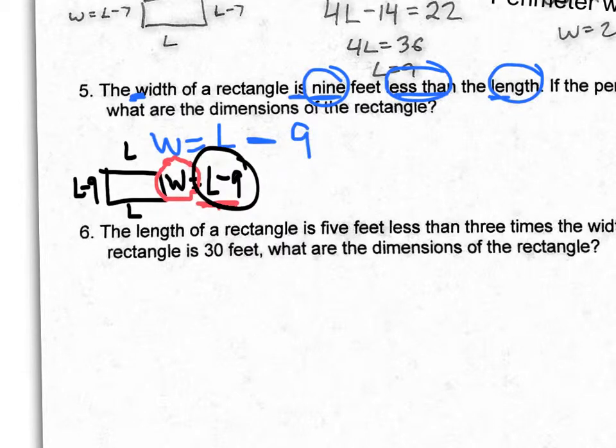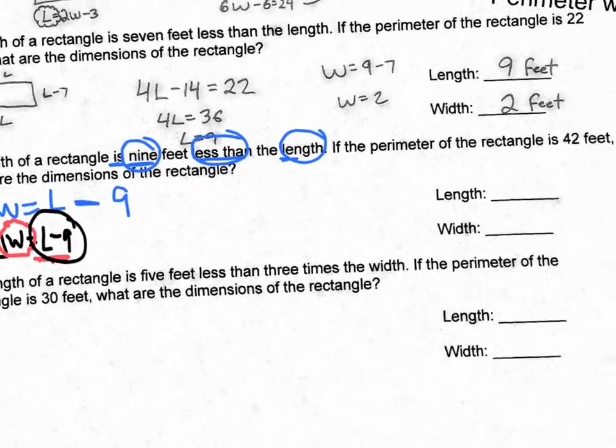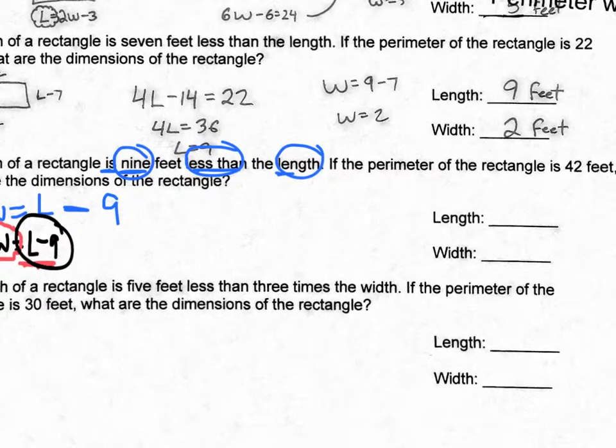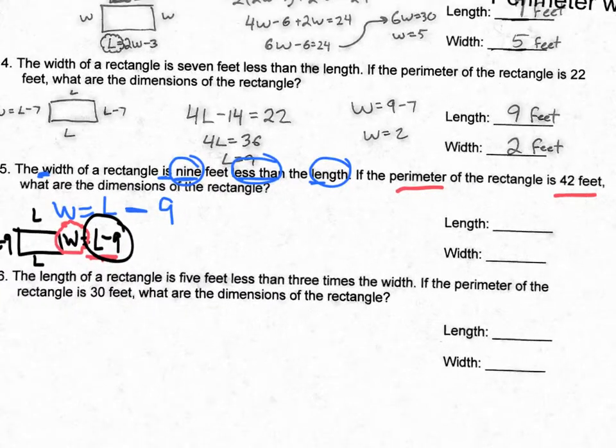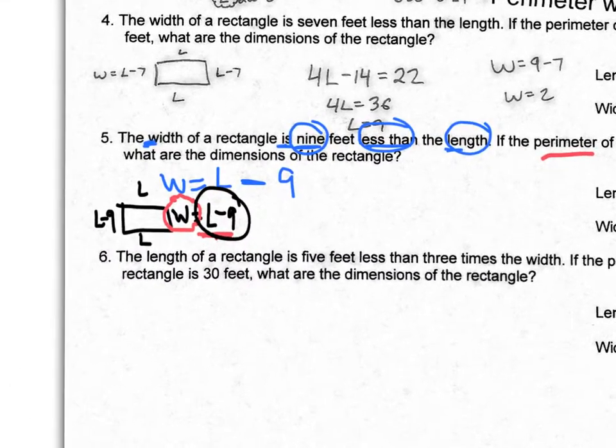So we're going to now talk about the perimeter of this thing. It says that the perimeter is 42. So what is perimeter again? It's the sum of all the sides. It's adding up all the sides. If I add up all the sides, I want to combine them in my head. I have one L right here, another L right here, another L right here, and another L right there. That's really a total of 4 L's.